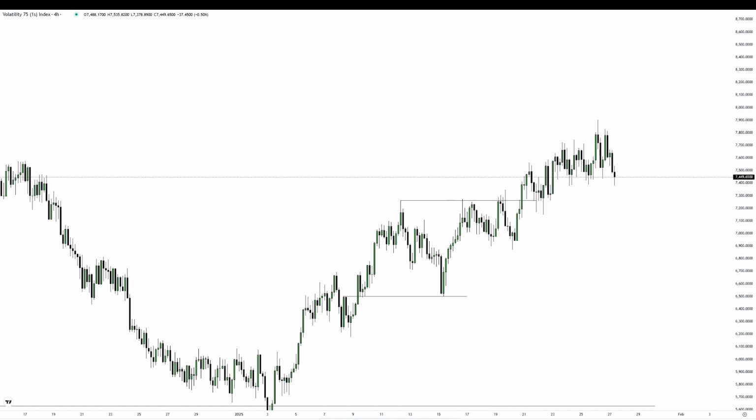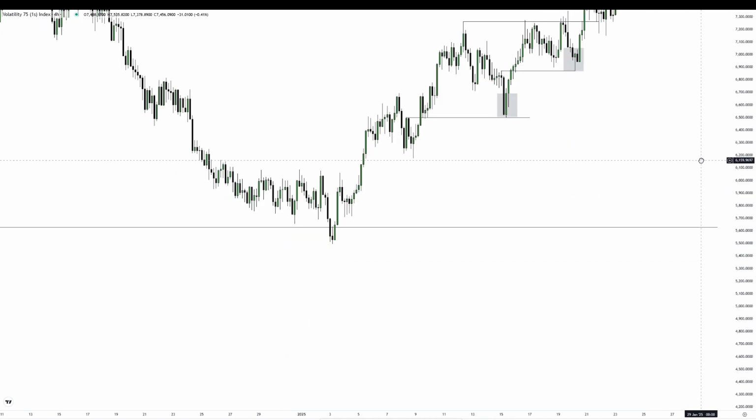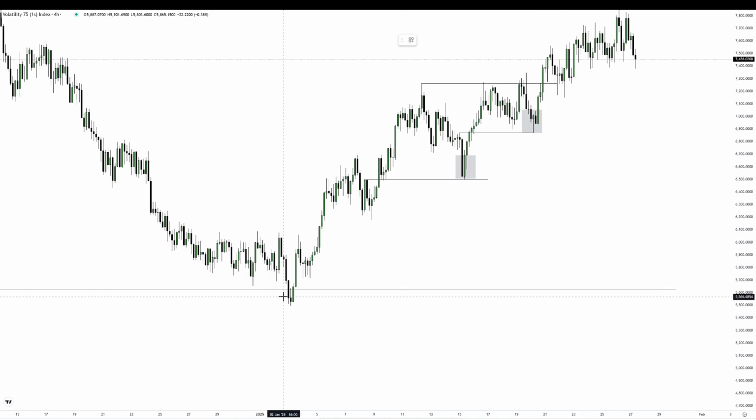We also had this invalidation right here, and it was centered on this structure right here. So we want to pay attention to some zones. First of all, I want to focus on this zone right here. I also want to focus on this zone right here. And lastly, I want us to focus on this zone right here on a smaller time frame, so that we can just take a look at some pattern.